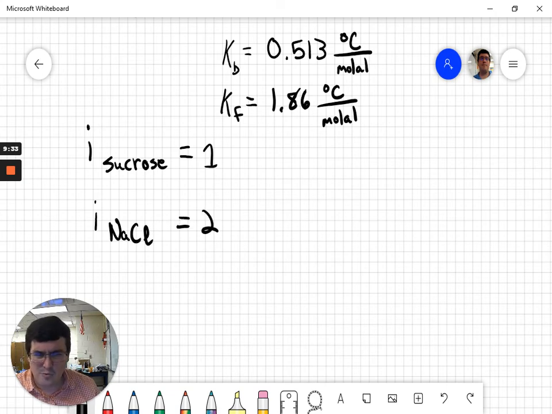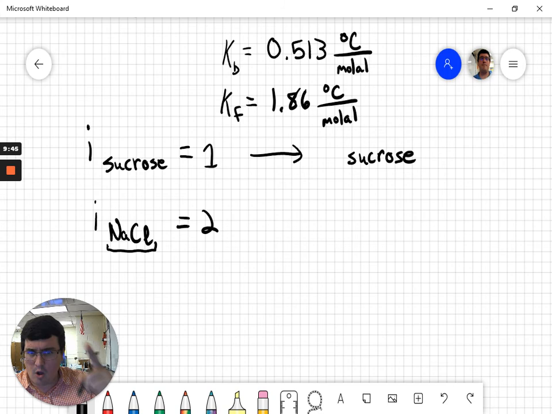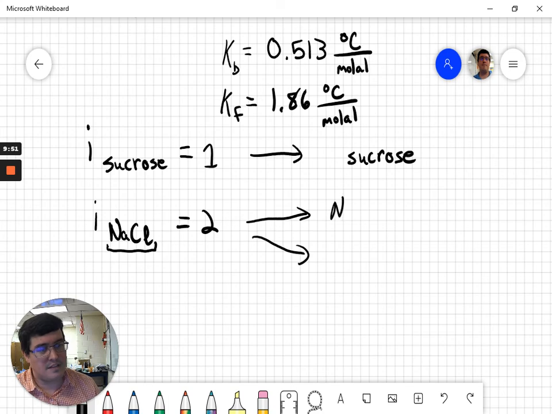What the fudge? Why? Well, when you put sucrose in solution, it looks like sucrose. There's only one thing. But when you put NaCl, because this is an ionic compound, that ionic compound, remember, breaks into two things. It's going to make some Na pluses and some Cl minuses. Minus ones and plus ones. We'll put those on there.